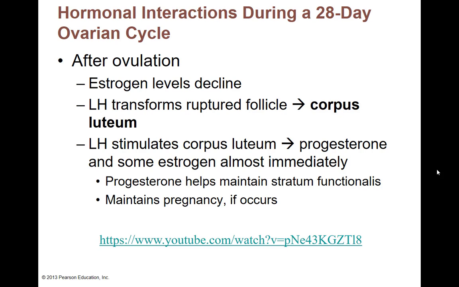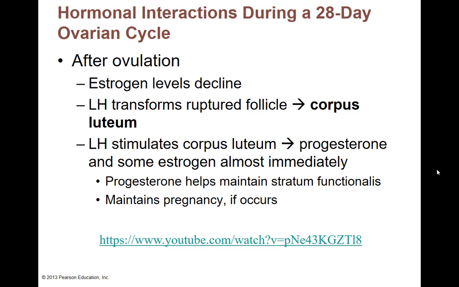Now, after ovulation, your estrogen levels will start to go down, and that luteinizing hormone that triggered ovulation will now trigger that mature follicle to become the corpus luteum. Again, it's part of the name of the hormone. Luteinizing hormone caused that mature follicle that just ovulated to become the corpus luteum, where those cells start to swell and start to make the progesterone. So it starts to make progesterone, and some estrogen, almost immediately.